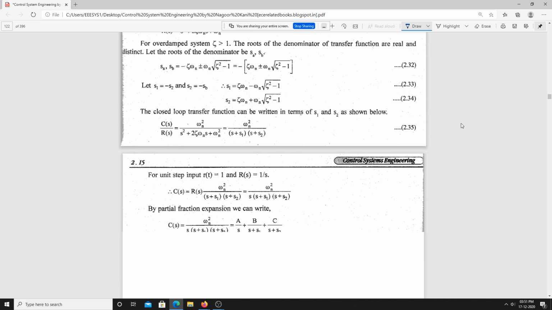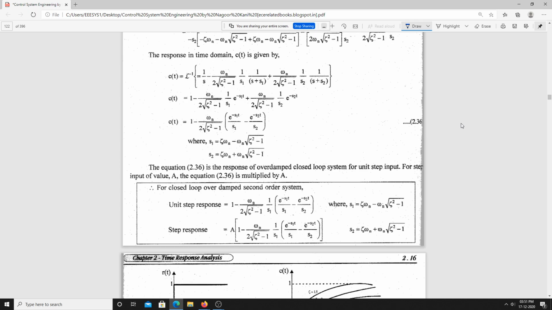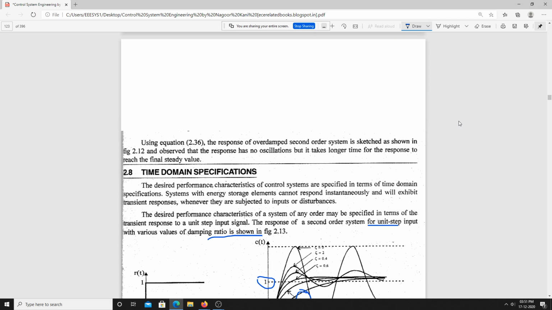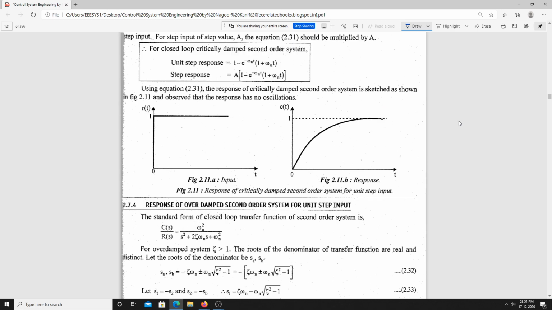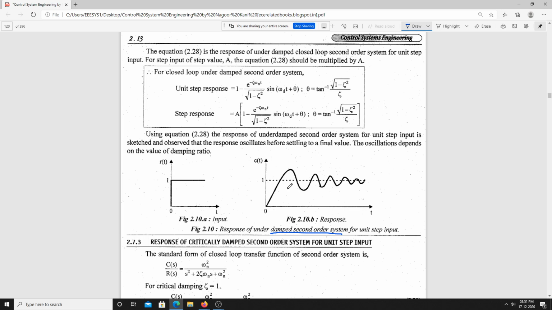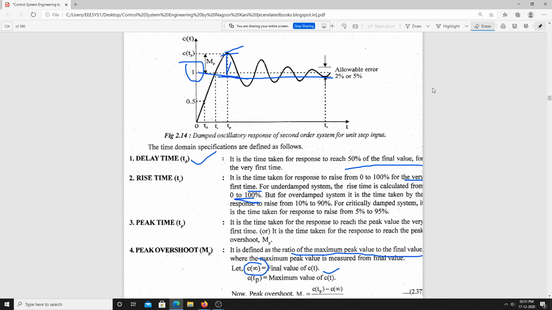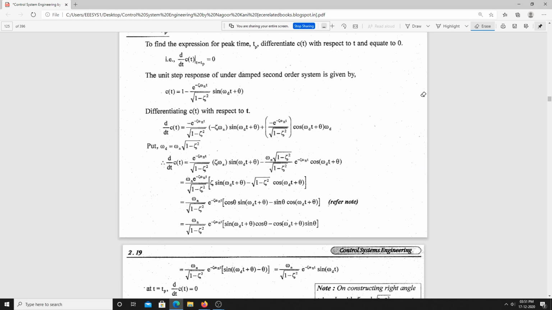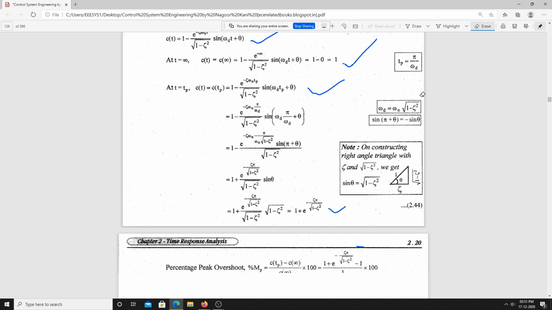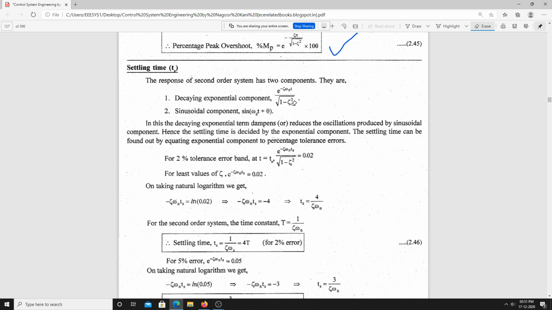I will go once again, moving to this response. So this is the response we are having. It has two components. One is the exponential component, another one is the sine component. Two components here for this particular response of a second order system. One is the exponential component, which is decaying, and another one is the sinusoidal component.